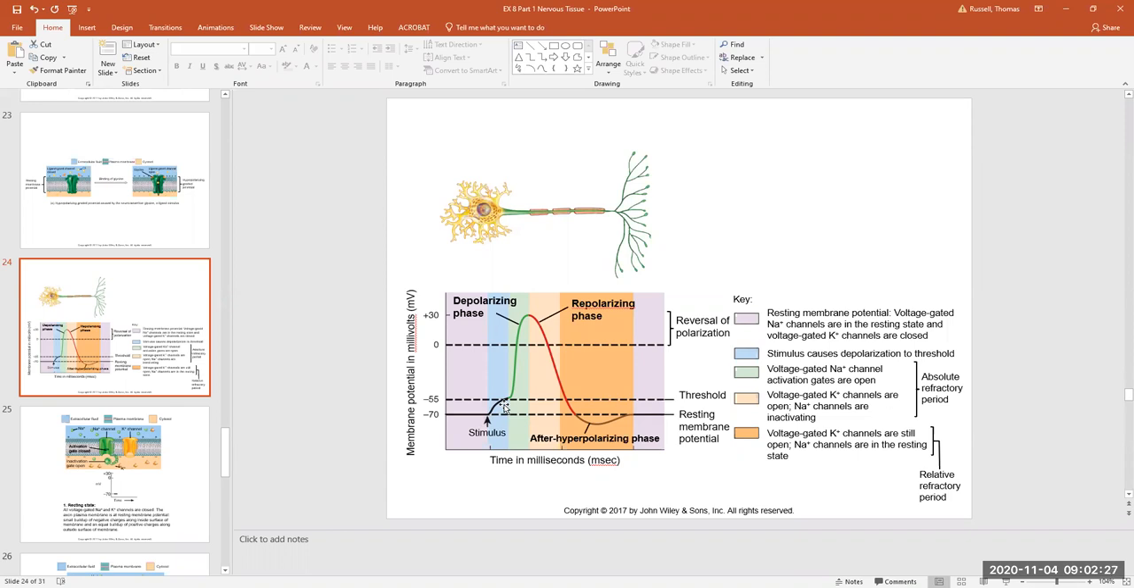Now, if we gain enough positive charges to make the membrane potential go all the way to this more positive number, in this case, minus 55 millivolts, this number in this dotted line is called threshold. All neurons have a threshold. This threshold value is the potential that has to be reached before the first voltage-gated channel can open. And that's what's represented by the green line right here.